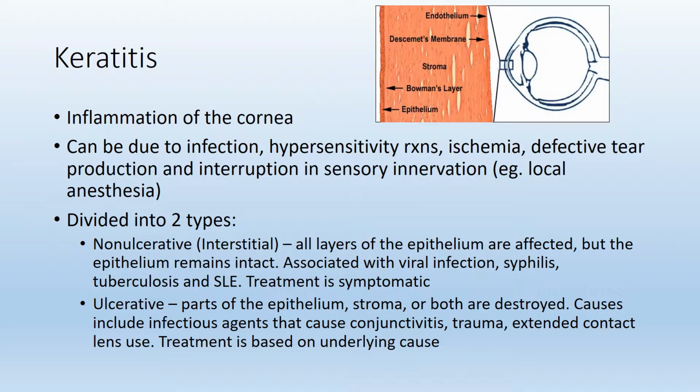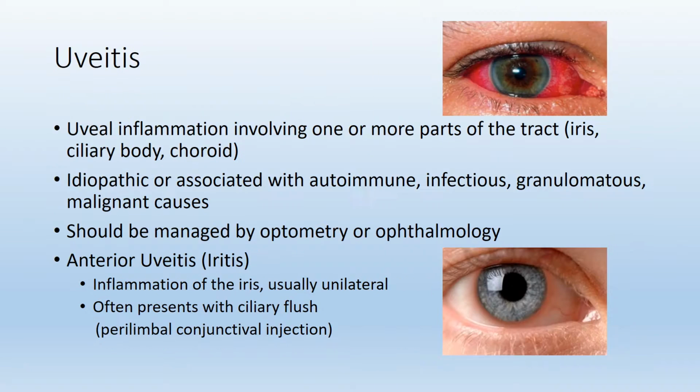The other subdivision of keratitis is ulcerative keratitis, which occurs when parts of the epithelium, stroma, or both are destroyed. It's caused by infectious agents, such as those that cause conjunctivitis, trauma, and extended contact lens use, and the treatment is based on the underlying cause.